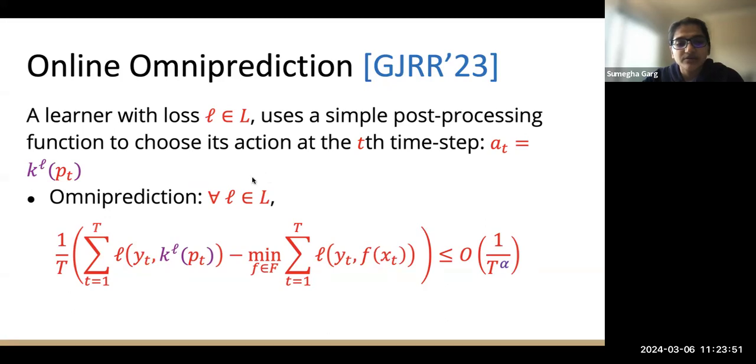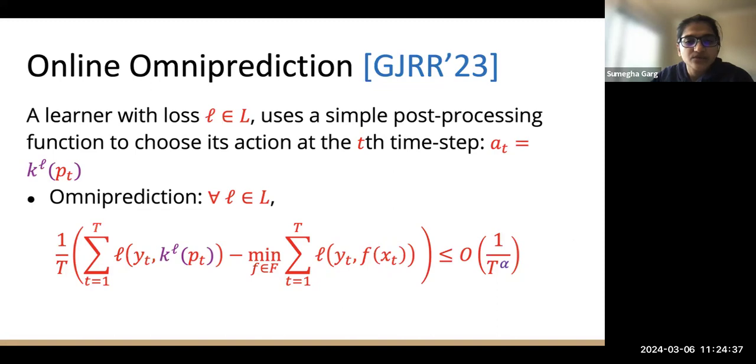A note about this loss class. We will see that in the batch setting, the loss class considered was the class of convex losses, and that is what we will also study in our paper. But in general, the definition of omni prediction is indexed by two classes: one is the loss class, and the second is the hypothesis class. So you want that for all losses in this loss class, when your benchmark class is this concept class capital F, you get a sublinear regret for these losses.